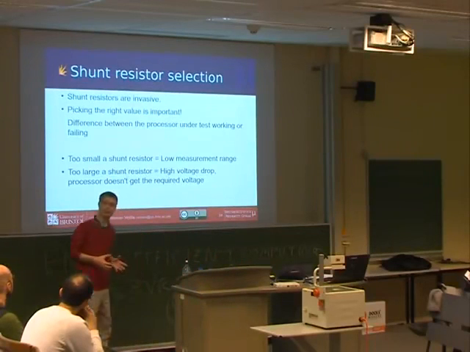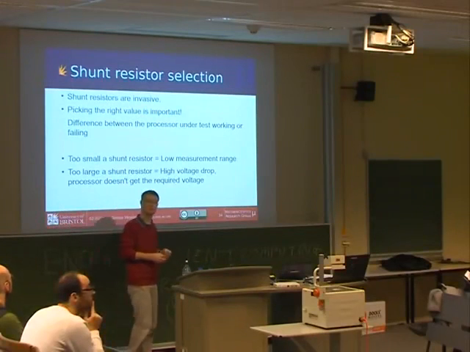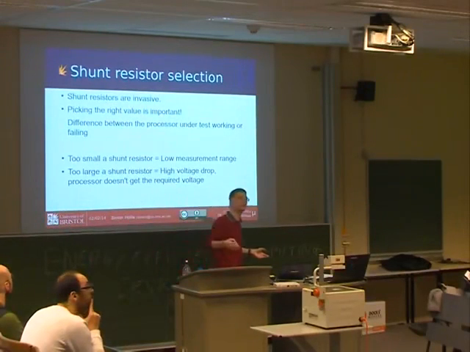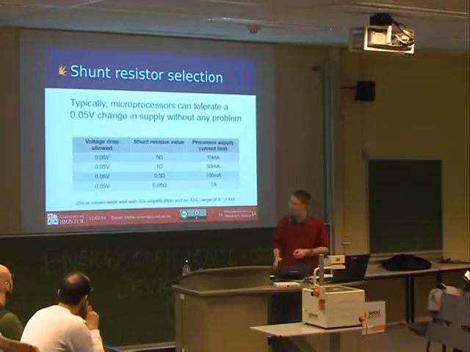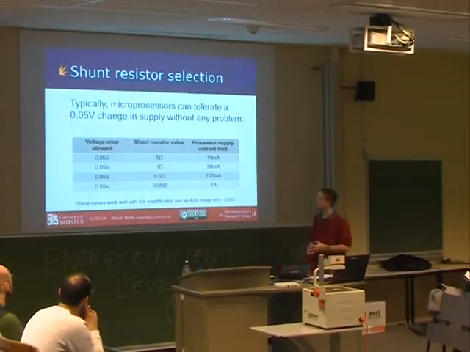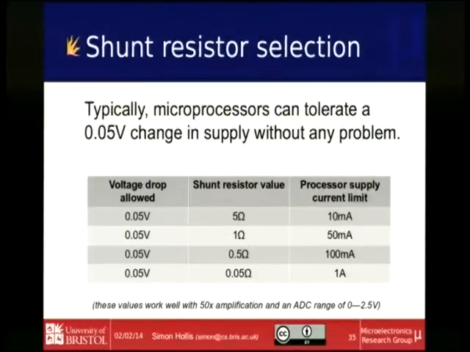If you have it too small, you get a very, very small voltage appearing across the resistance. It's very hard to measure. Tiny volts, 0.00 something volts. So you need to select carefully. Here's my guideline: my standard microprocessor will deal with up to 0.05 volt change in power supply without care.